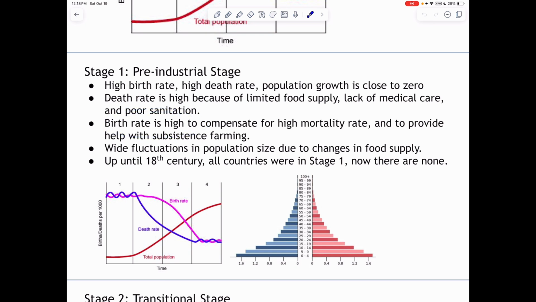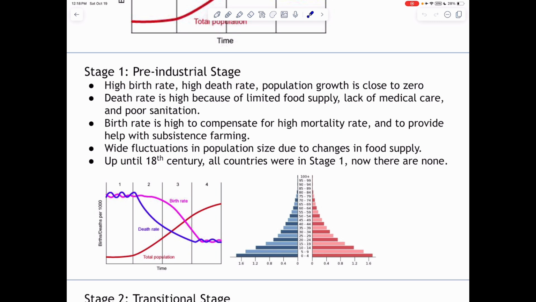And we've talked about this before, but when the birth rate is high and many of those children are not surviving, we're going to have more babies to compensate for that. Anytime we do have a change in food supply, we're going to have a massive fluctuation in population size. And up until the 18th century, almost every country was at stage 1. Now we don't have any. There's no more left anymore.